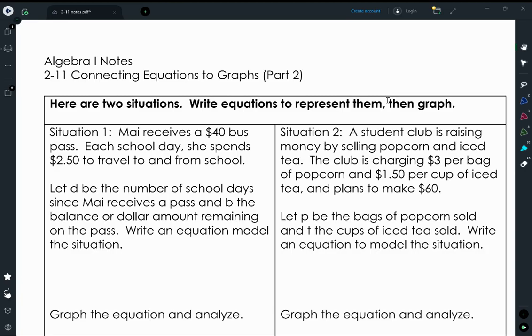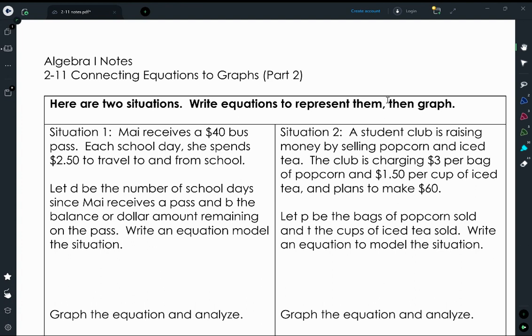So for our first situation, it says Mai receives a $40 bus pass. Each school day she spends $2.50 to travel to and from school. Let D be the number of school days since Mai receives a pass, and B the balance or dollar amount remaining on the pass. Write an equation to model the situation.